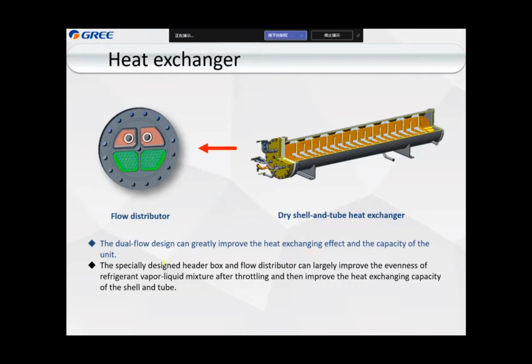The specially designed heat box and the flow distributor can largely improve the evenness of the refrigerant vapor-liquid mixture after throttling. This design lets the refrigerant distribute more evenly, so it's good for the heat exchange with the water inside the shell.